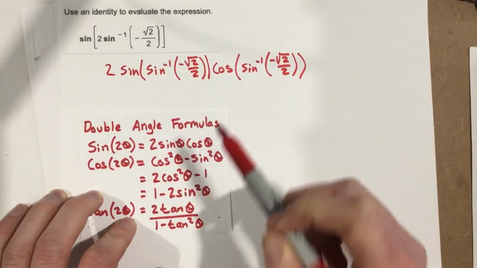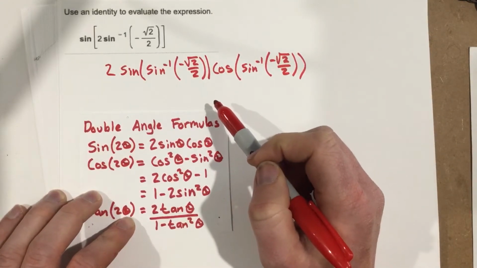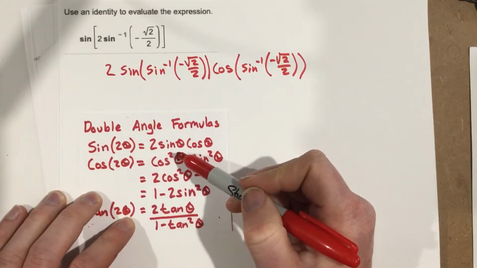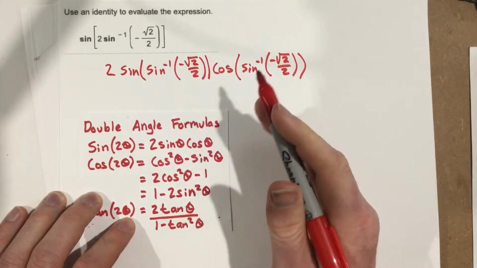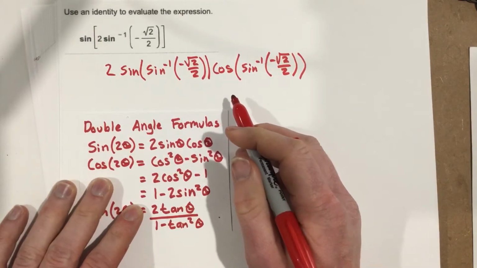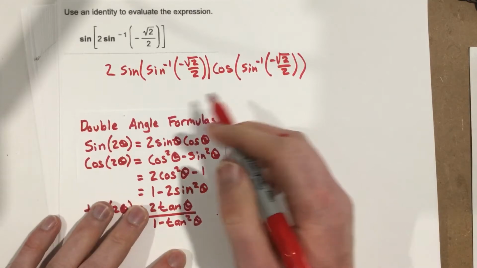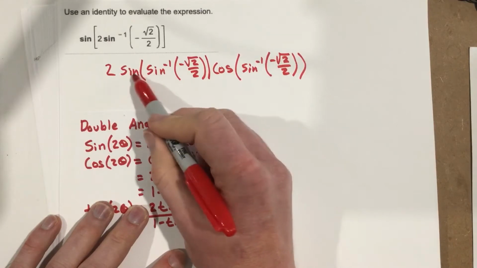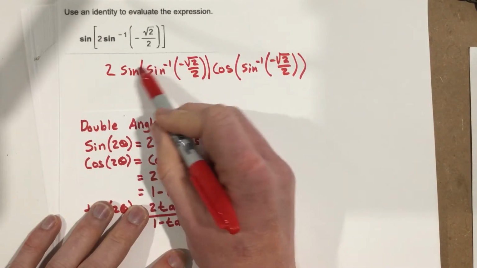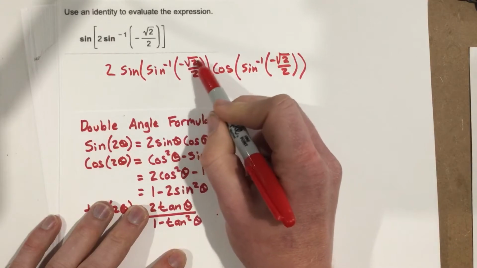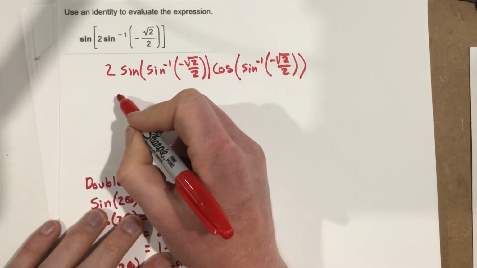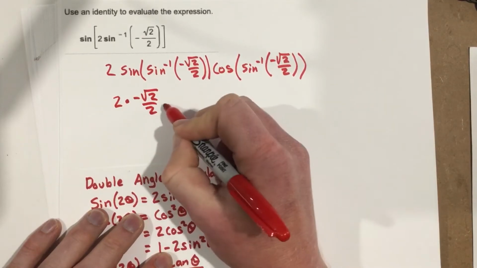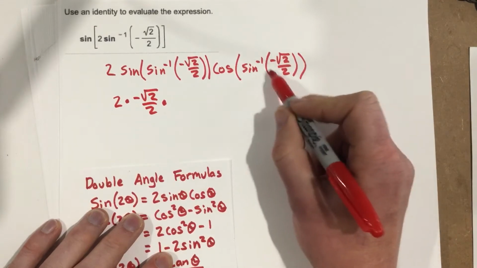Now that's kind of weird to write, and this is not the only way to solve this problem. They say use an identity to do it, and obviously they want us to use the double angle formula identity to do this. Okay, so let's finish this out. Now if we take a look at this, sine and sine inverse are opposite each other. They cancel each other out. So we end up with negative root 2 over 2. So we're going to end up with 2 times negative root 2 over 2 times something else that's happening here.